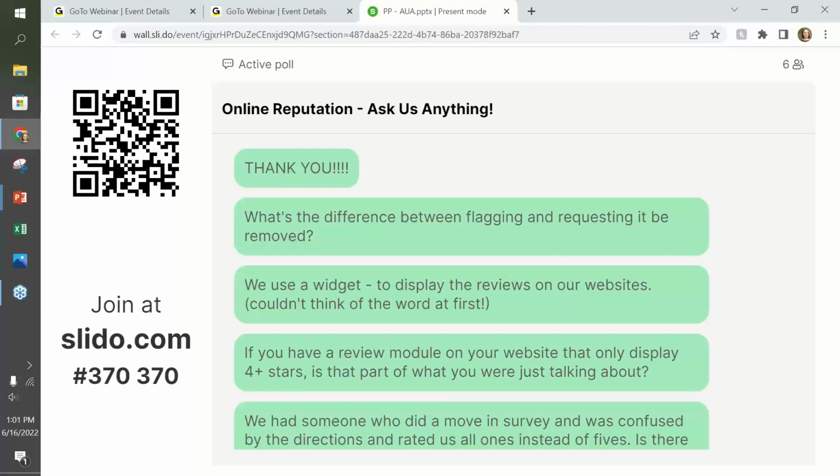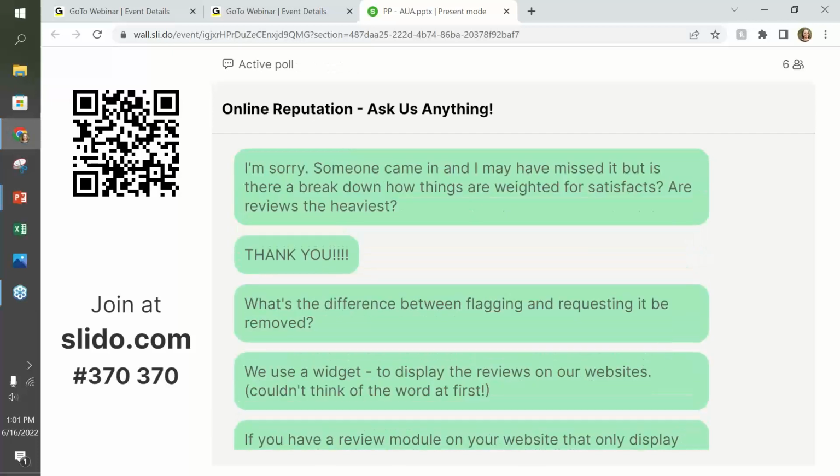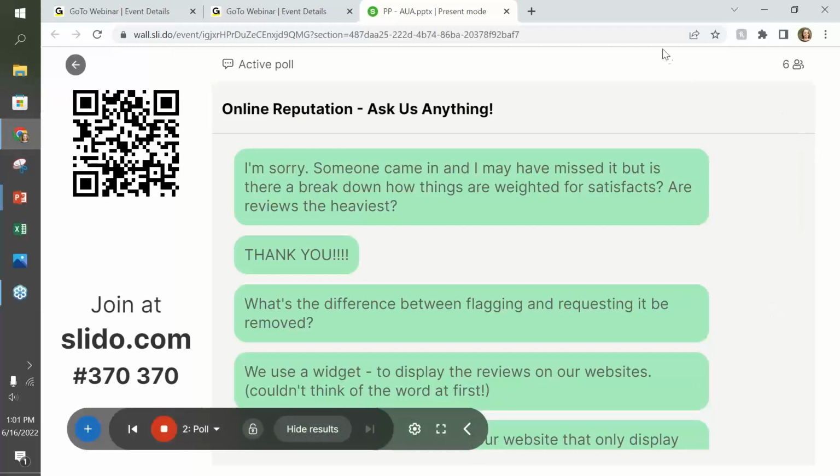So it just depends on the verbiage that each platform is using. But typically when you flag or report a review, you're going to be asked why you're reporting that review. And so you can tell them why you want that team to further investigate the review. And they'll go in and do whatever it is that they can do.